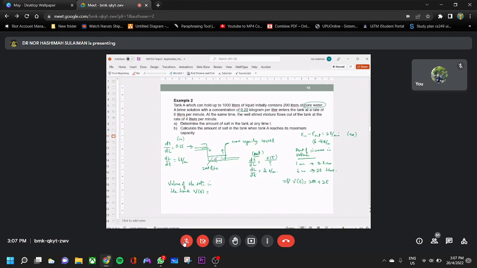What happened to the amount of solution in the tank? Increasing or decreasing? Kalau dia masuk 4, dia keluar 6. Decreasing. So dia akan jadi apa kat sini? Tolak. Okay? Alright. Boleh faham? Faham. Tu ni kena ingat lagi.